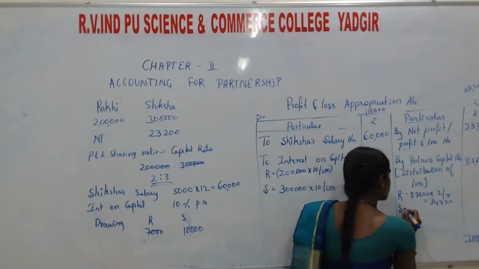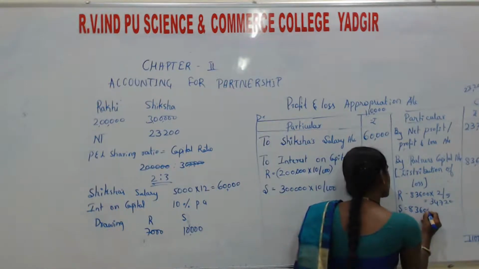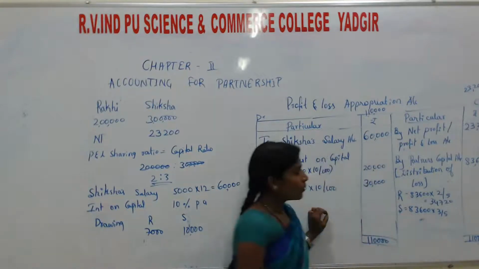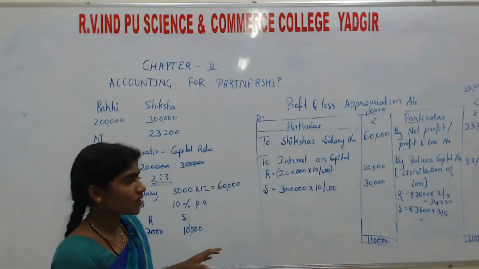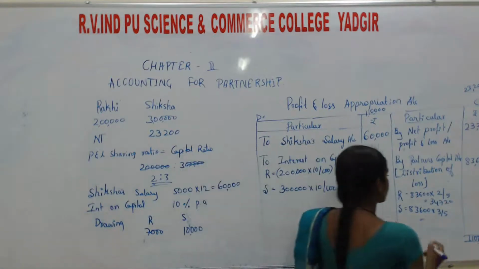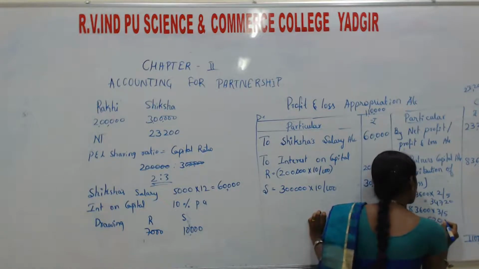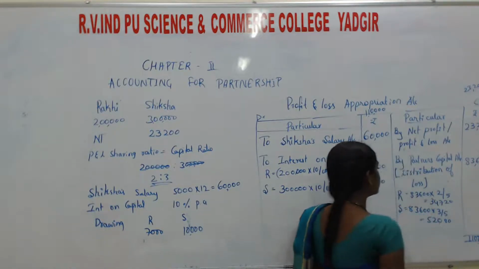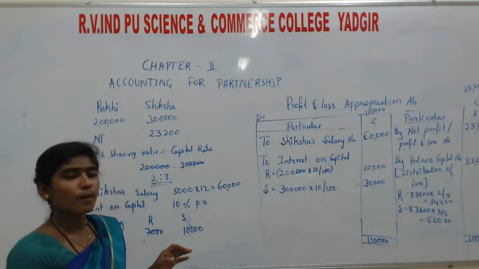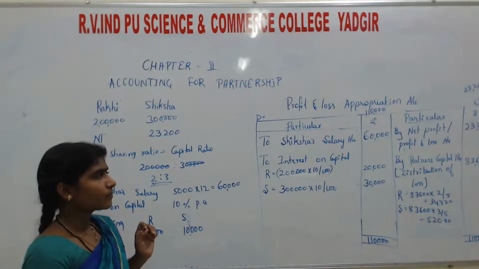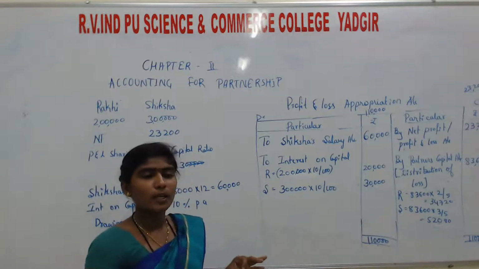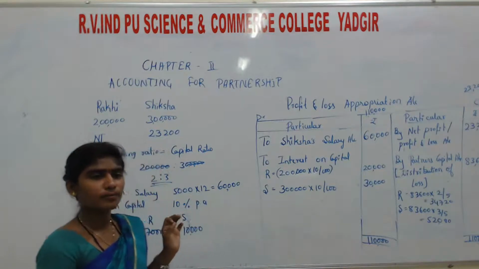Okay. Then Shiksha, 83,600 into 3 by 5 means what is the share of Shiksha's loss? 52,080. Okay. So it is a profit and loss appropriation account. Then after that, partners capital account.